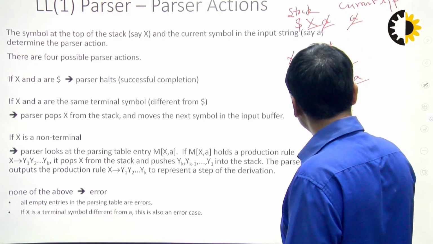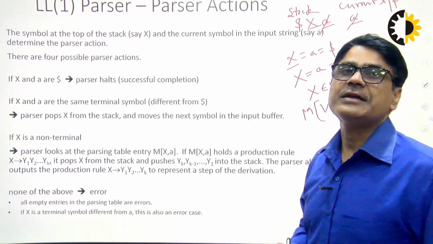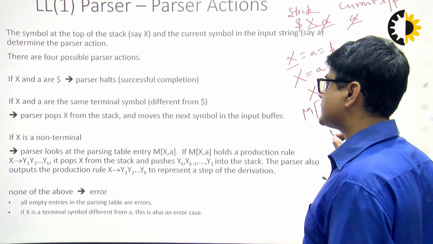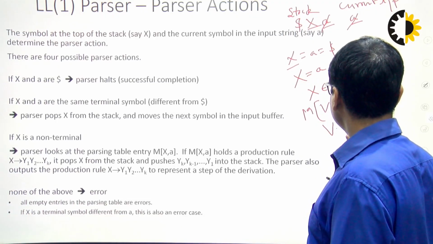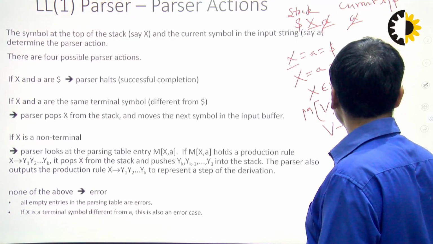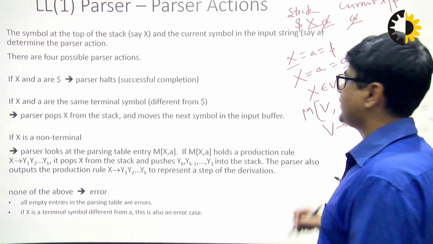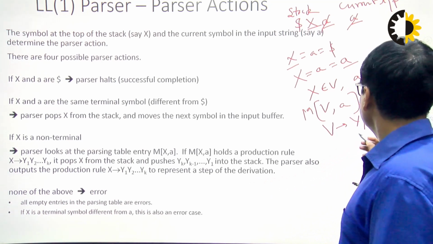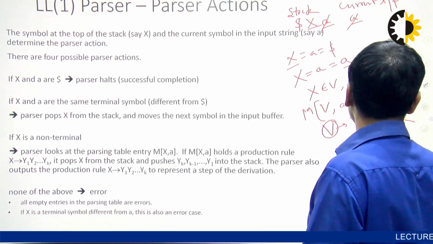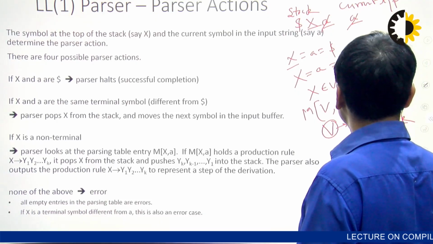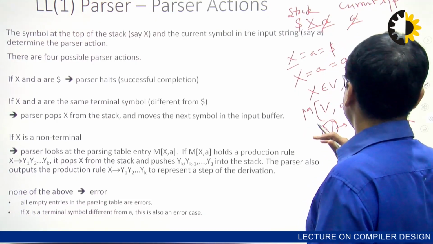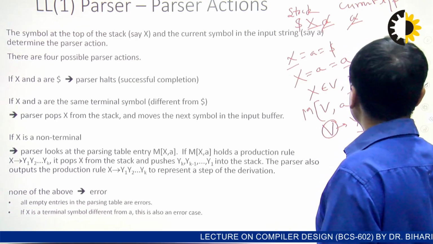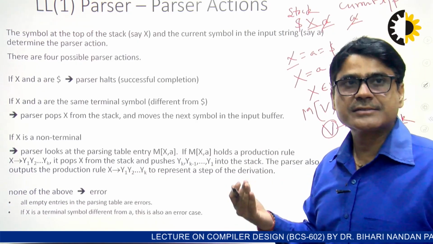Then we have to check the entry of the table. In the table, you find that if V comma a is given, it gives V produces Y1, Y2 up to whatever is given, YK. What we have to do is replace this V with the right-hand side of the production in reverse order, meaning Y1 is the top of the stack, Y2 is the second top of the stack, Y3 is the next element inserted in the stack, meaning reverse order.